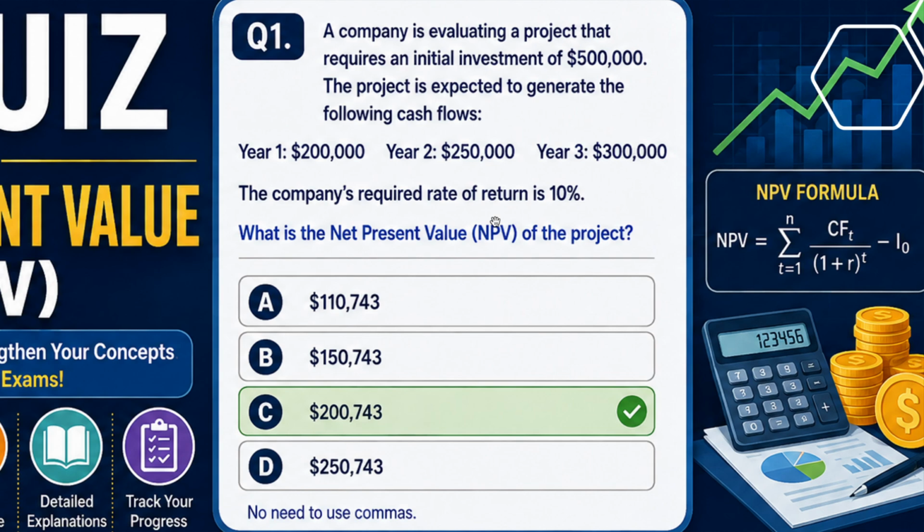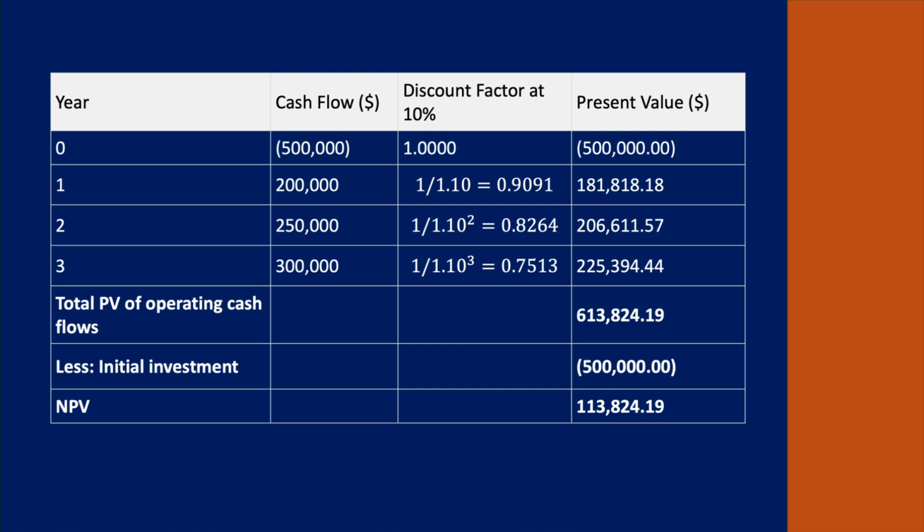See here, the initial investment is 500,000 and the life of the project is 3 years. The required rate of return is 10%. When we consider these cash flows and discount factor at 10%, 200,000 is discounted at 10%, multiplied by 0.9091, 250,000 multiplied by 0.8264 and 300,000 times 0.7513.